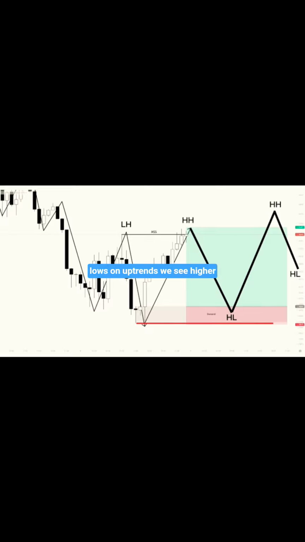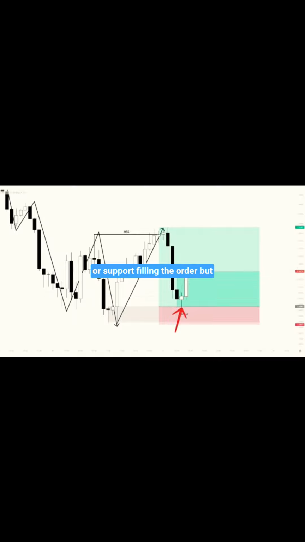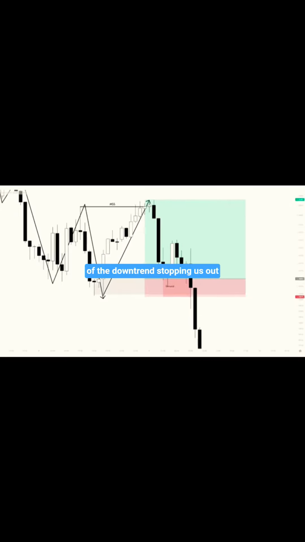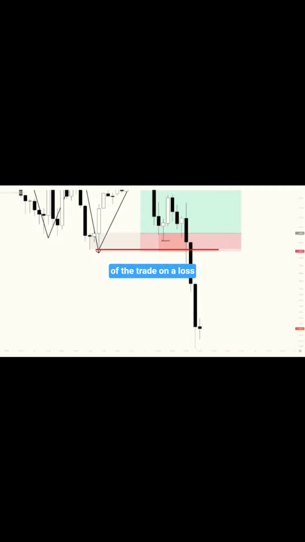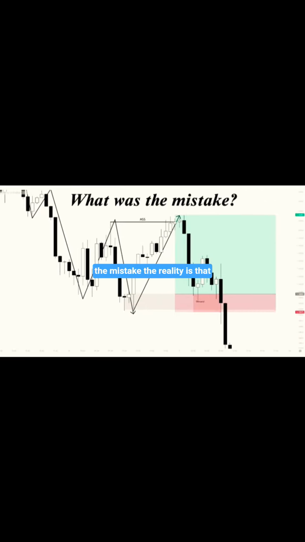On uptrends we see higher highs instead, and we see the market pull back into the demand or support, filling the order. But then we see this: a continuation of the downtrend, stopping us out of the trade on a loss. So the question is, what was the mistake?